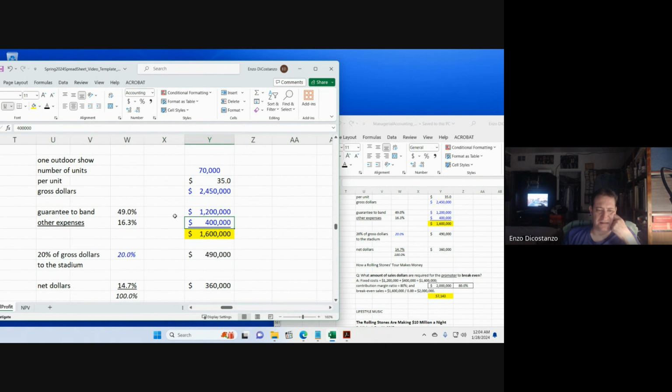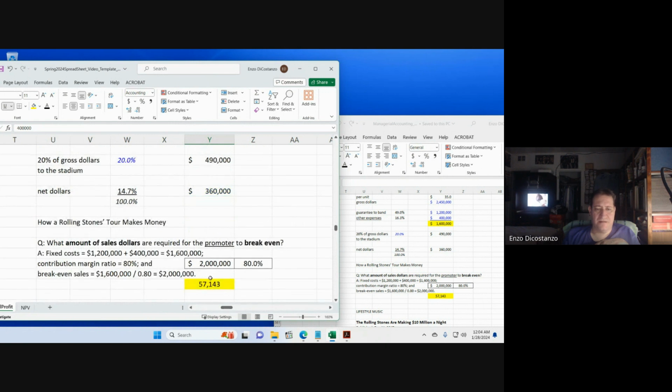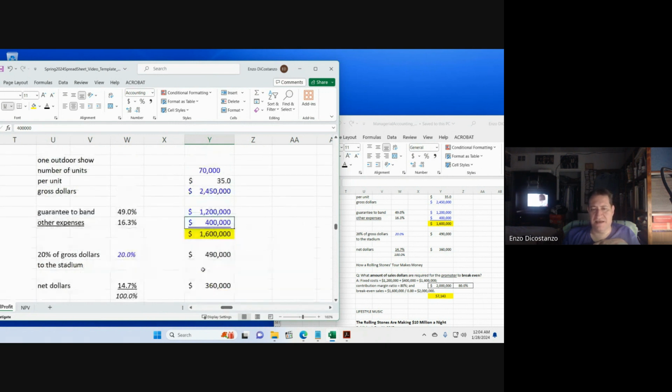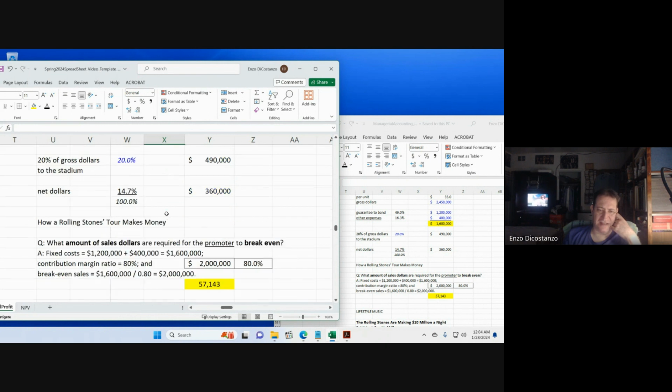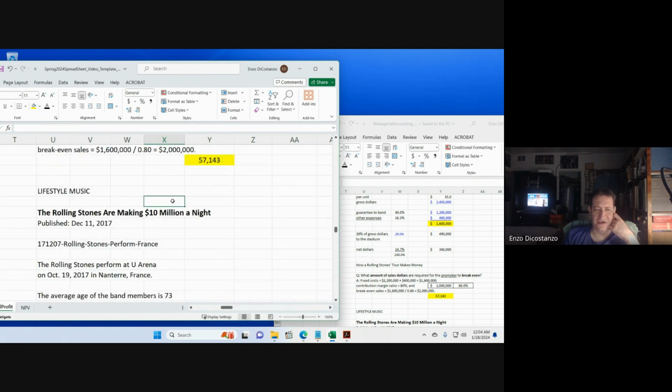Okay, so how does the stadium do? The band is guaranteed. The other expenses are now covered. If you don't even reach this, if you're below the 57, then it's cutting into these numbers too. Then where does that money come from? Then you call it off, right? If you're below 57, that's your sort of cutoff number.